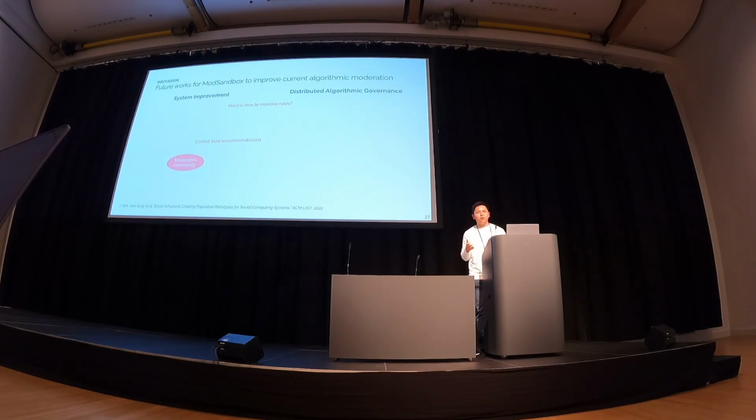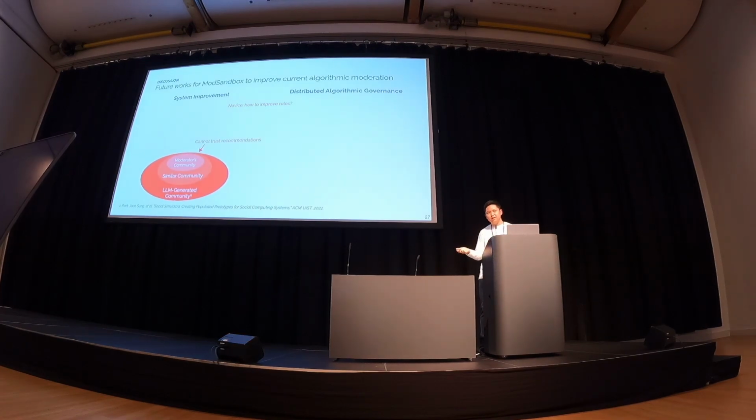We suggest future work for ModSandbox to improve algorithmic moderation. To make recommendations better, ModSandbox can import more diverse posts from similar communities, or community posts generated by large language models, and use an advanced embedding model to find potential errors. Also, it could offer direct rule update support, like rule recommendation with templates based on the posts in the collections.